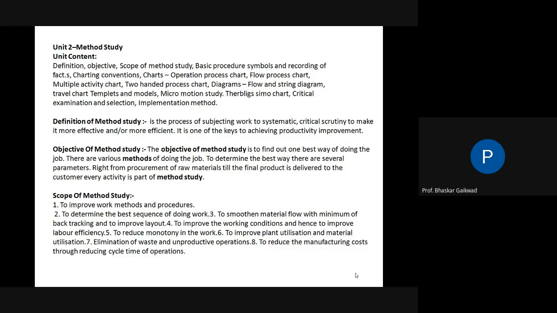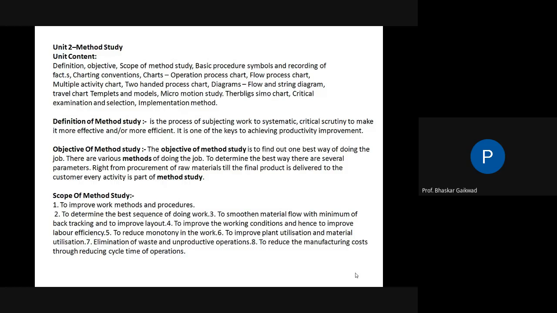Point number four, to improve the working condition, hence to improve the labor efficiency. This is a very important point. Working conditions: in some industry, in some areas, hot conditions and cold conditions are always there, and definitely the labor efficiency depends upon the working condition. If the worker is satisfied with the present environment, definitely the efficiency of the workers will increase.